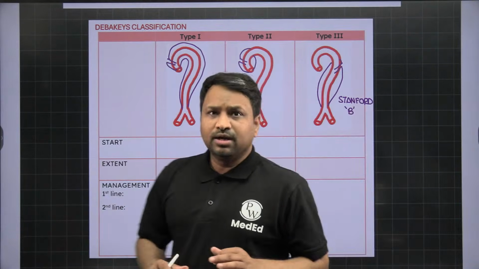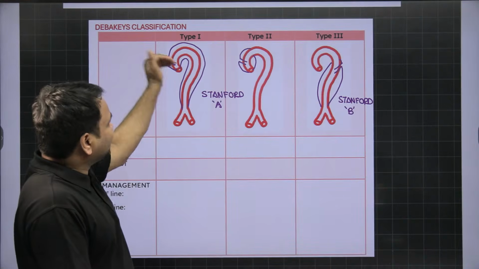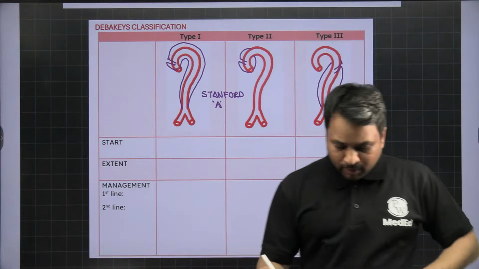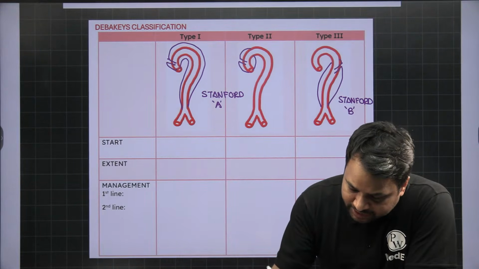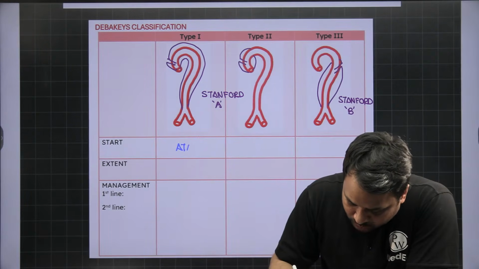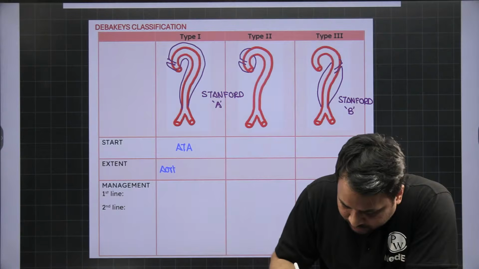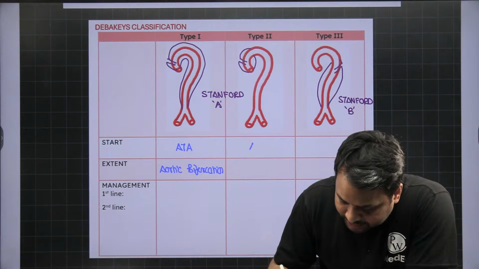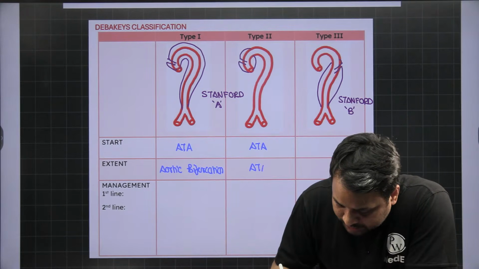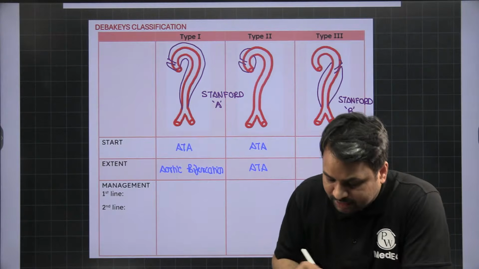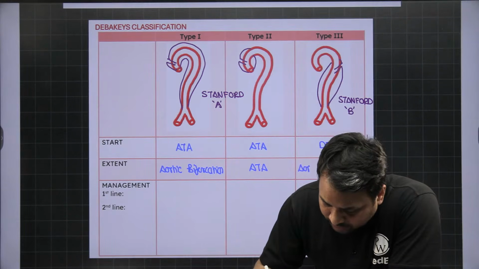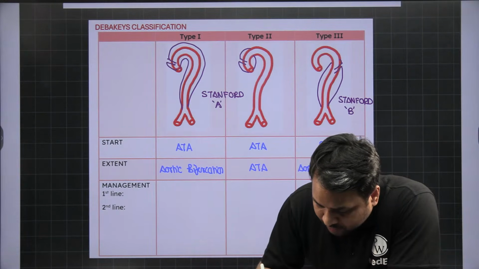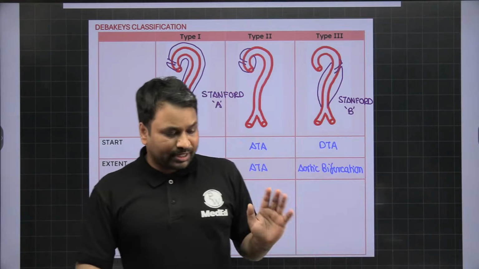So the whole objective is Stanford only took into consideration the site of dissection, not the extent. DeBakey took the site as well as the extent. So in DeBakey's type 1, the start of the dissection is at the ascending thoracic aorta and goes all the way to the level of aortic bifurcation. In type 2, it starts at the ascending thoracic aorta and is limited to the ascending thoracic aorta. Type 3, they start at the descending thoracic aorta and it goes all the way to the level of the aortic bifurcation. That is your type 1, type 2 and type 3.